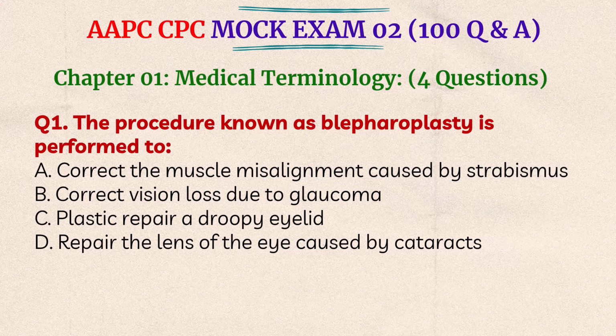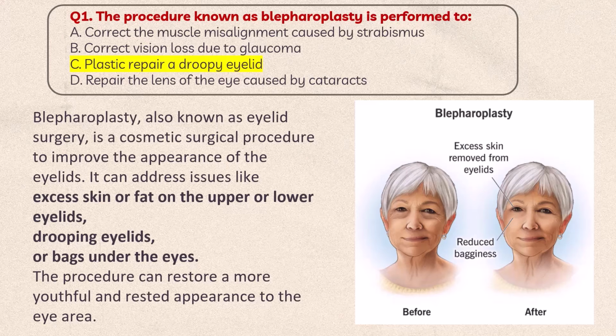So, answer the question. The correct answer is C. Plastic repair a droopy eyelid. You can see here, this is the blepharoplasty procedure. The excess skin is removed from the eyelids and it also reduces bagginess here. Blepharoplasty, also known as eyelid surgery, is a cosmetic surgical procedure to improve the appearance of the eyelids. It can address issues like excess skin or fat in the upper or lower eyelids, drooping eyelids, or bags under the eyes. This procedure can restore a more youthful and rested appearance to the eye area. So the correct answer here is answer C.